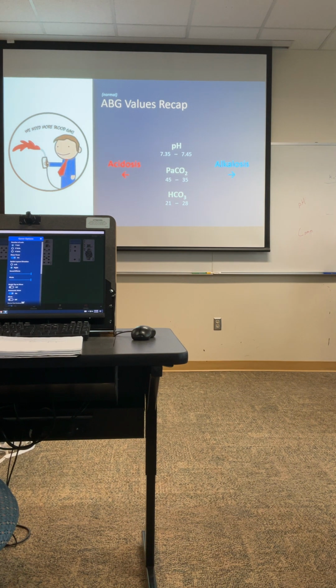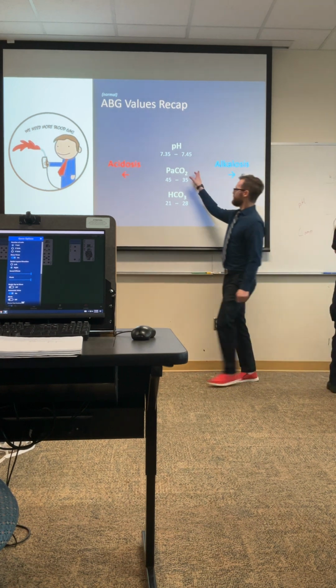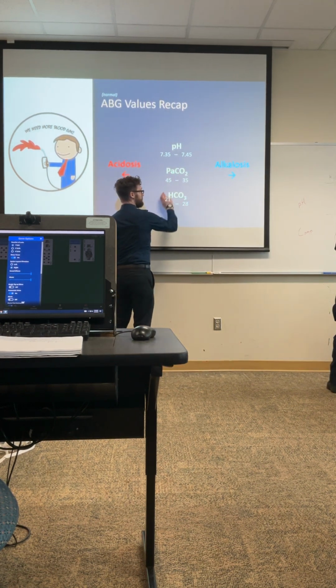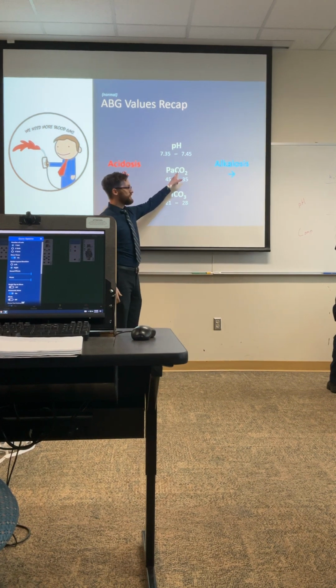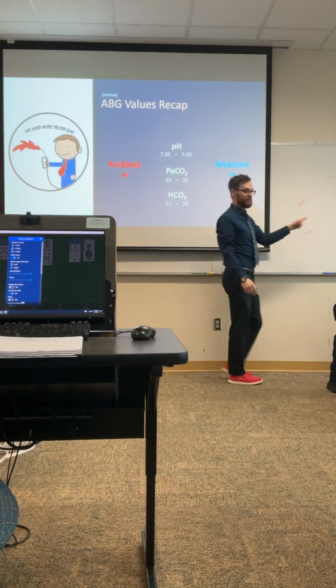Now I have an HCO3 that is 10. So what is your patient's condition? Alcoholic... alcoholic what? Metabolic? The options are respiratory or metabolic. Which of these falls in the same column as the pH?